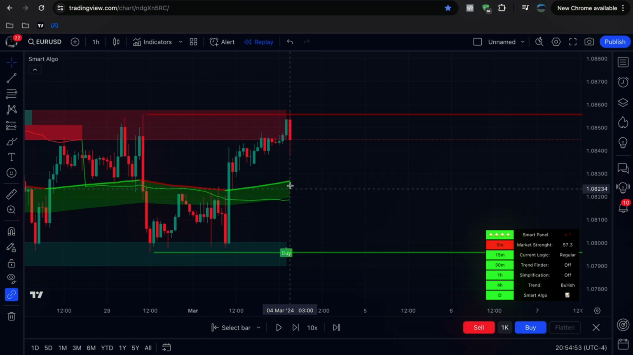So first we're going to check the smart cloud. We can see that the smart cloud is clearly bullish, so that's confirmation number one. And this little line right over here is the trend sniper, which is also bullish. So that's confirmation number two.